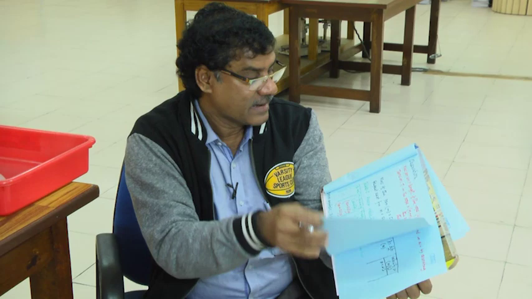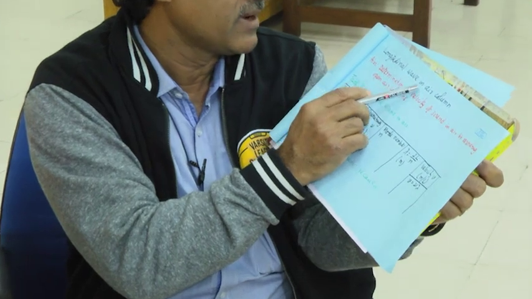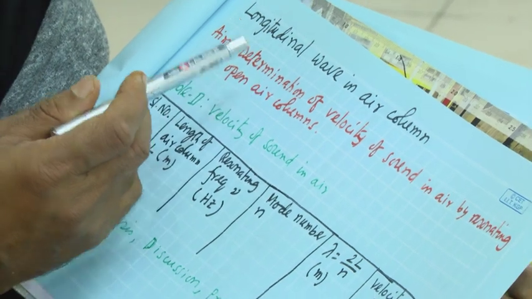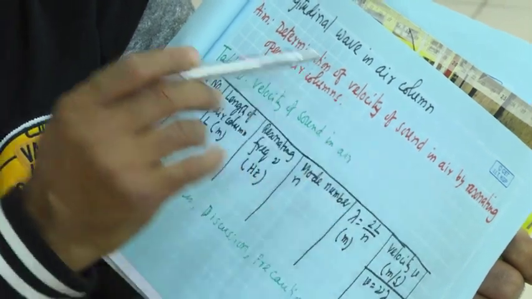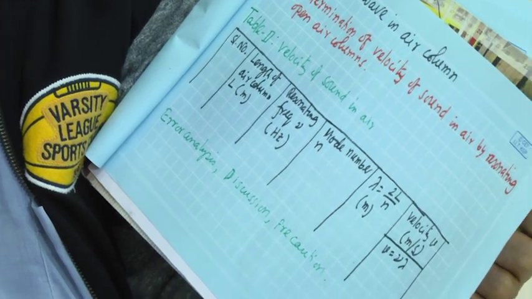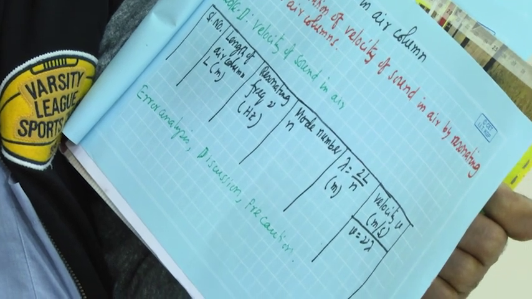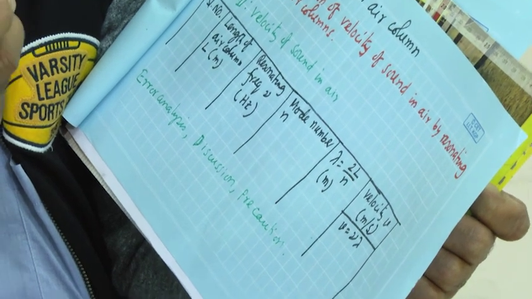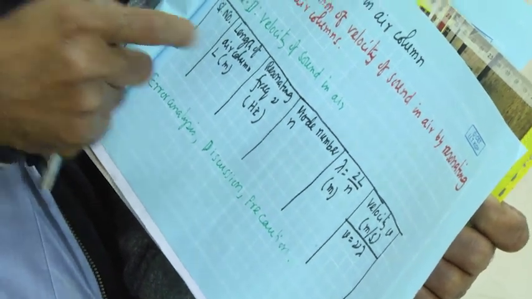I will show you this, and then the second experiment I will show you, the longitudinal wave in an air column. For this experiment, basically our aim is to determine the velocity of sound in air by resonating an open air column. I showed you this open air column. We will find out the velocity of sound through this air column, and that method is basically called resonating open air column.